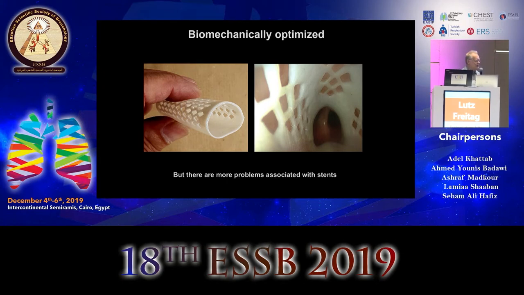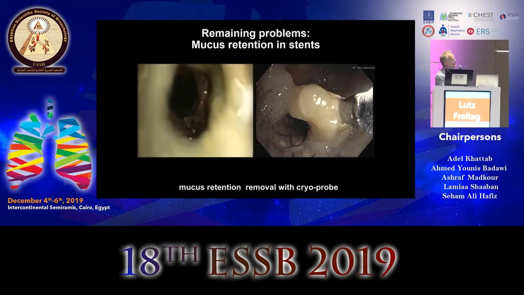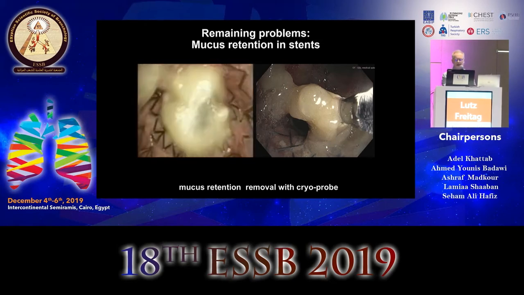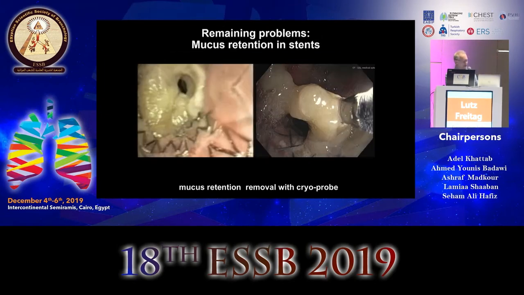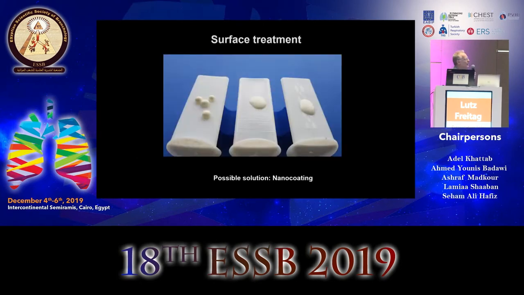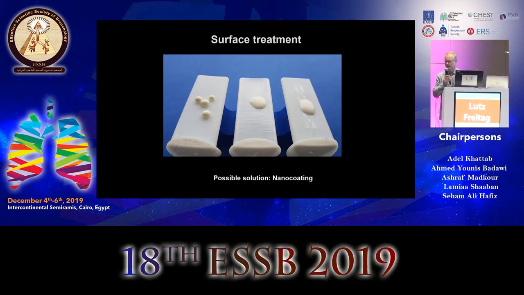But there are more problems associated with stents. One remaining problem is mucus accumulation. On the surface of any stent, you can have this nasty sticking material, which, by the way, had to be removed in that case with a cryoprobe. One way to overcome this would be nano coating of the surface. You know the techniques from the windshields of your car: have some spray, and all wet will just drip away. We can do the same thing with stents. Unfortunately, the fantastic spray is approved for my car window, but not for my patients. I use it anyway, but let's see what happens.